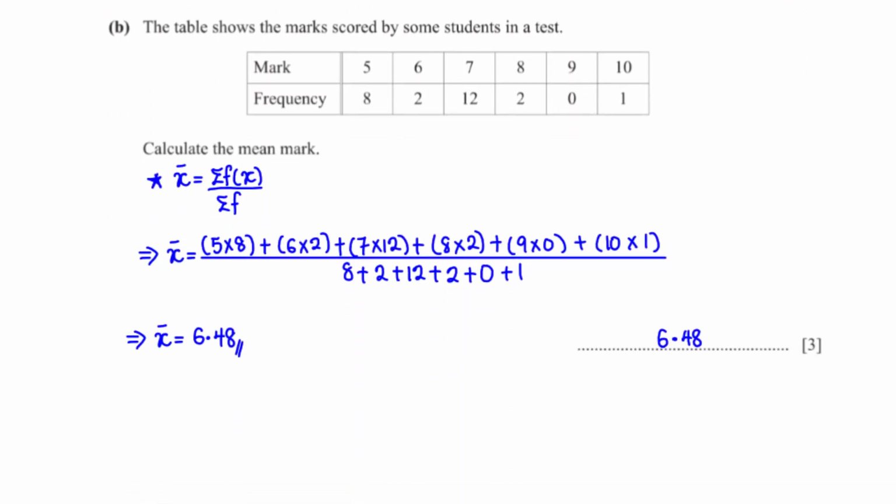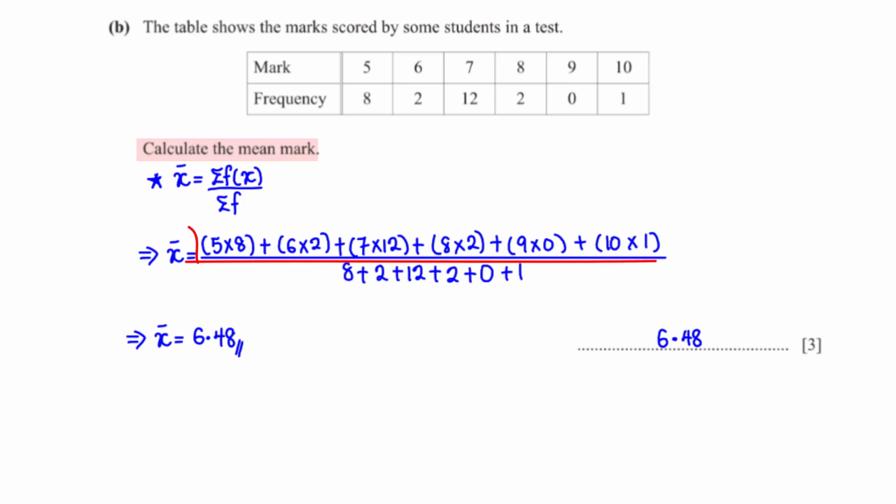The table shows the marks scored by some students in a test. Calculate the mean mark. The mean mark is equal to sigma fx, which is the total sum of all the marks, divided by the total number of marks.